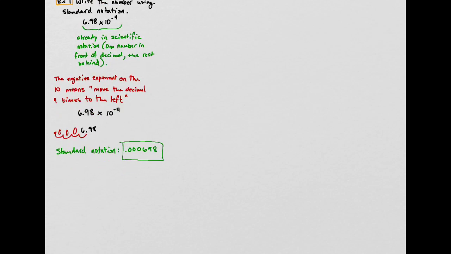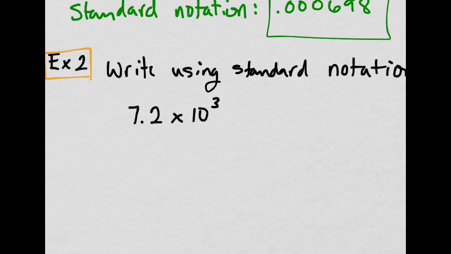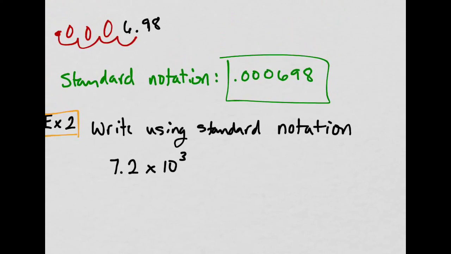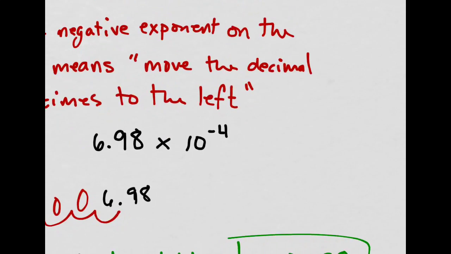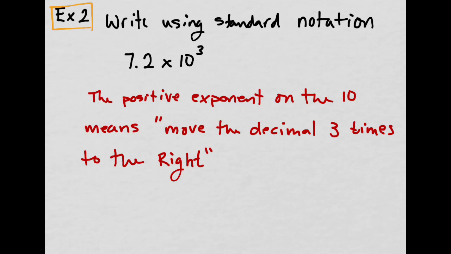Let's try a different one. In this one it says write using standard notation. Same instructions. However, this +3 here means move this decimal 3 places to the right. So when you have positive exponents on the 10, that means move to the right. When you have negative exponents on the 10, that means move to the left. Simple as that. So the positive exponent on the 10, meaning that +3, means move the decimal 3 times to the right.